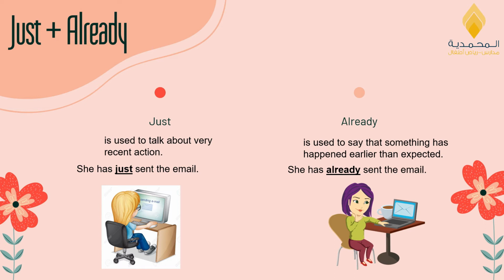Already. Already is used to say that something has happened earlier than expected. So I am expecting a certain time for this action to happen, but it happened earlier than I expected, so we are going to use the present perfect. For example, she has already sent the email. She has sent the email before I expected. So this is all for the two keywords, just and already.